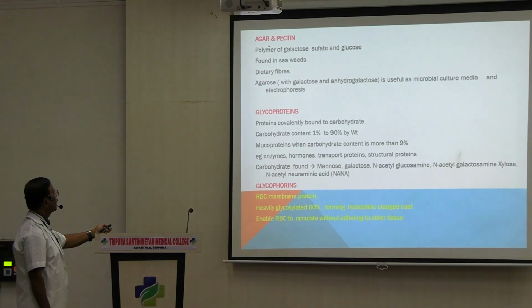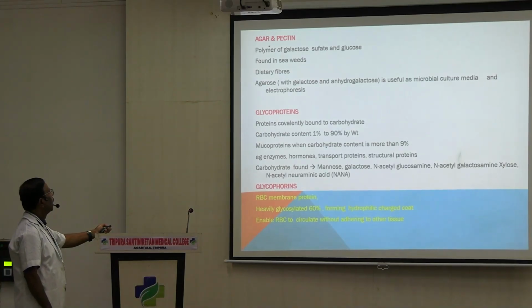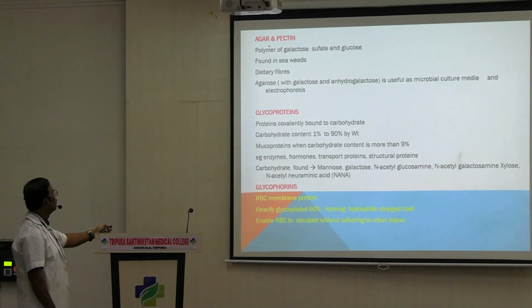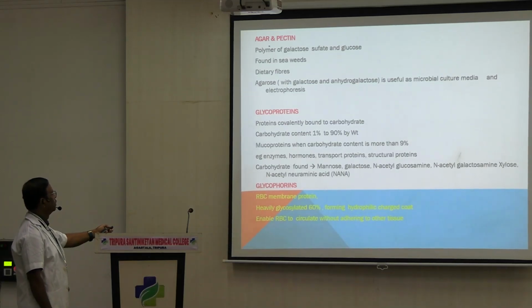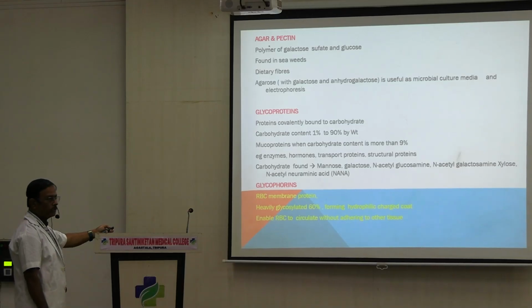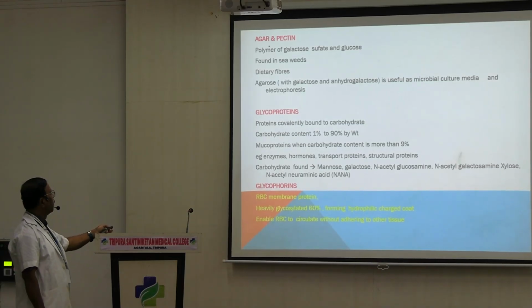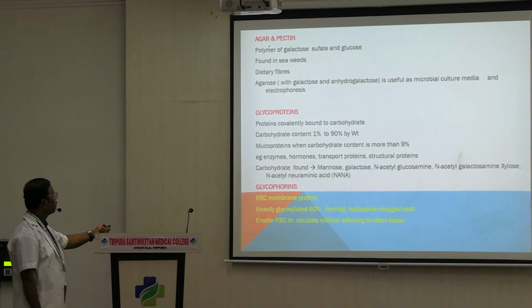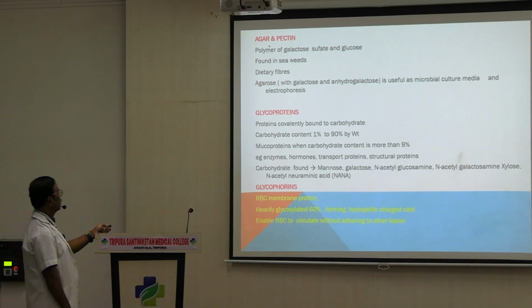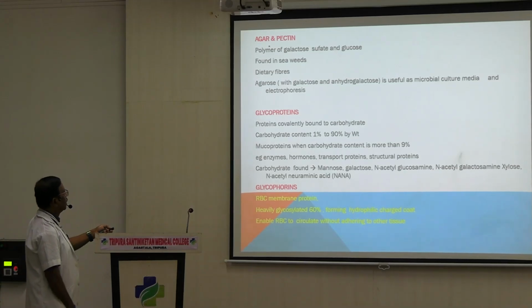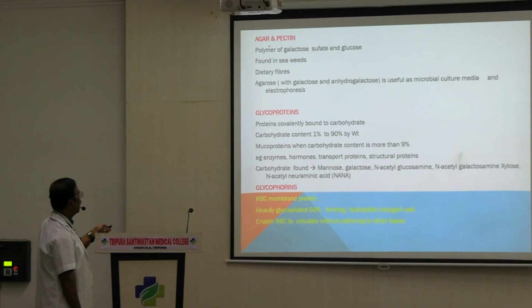Other heteropolysaccharides: agar and pectin. Agar is a polymer of galactose and sulfate. It is found in seaweeds. These are dietary fibers only. Agarose is another material derived from agar. This is useful in microbial culture media and electrophoresis.